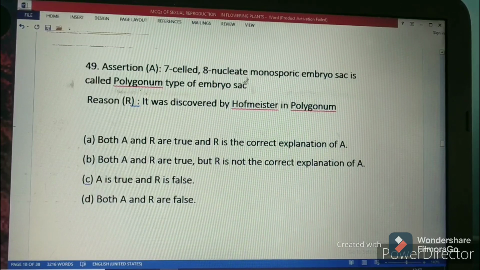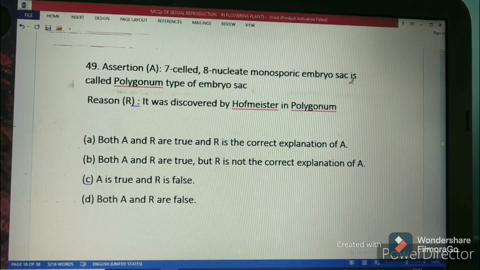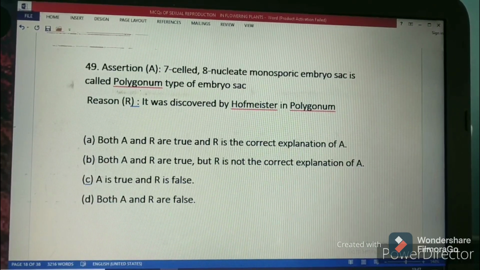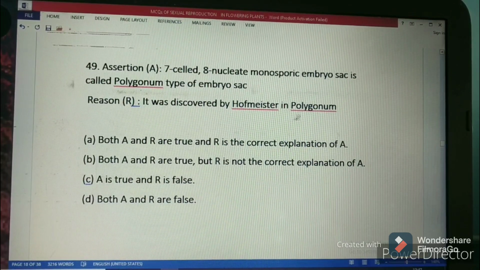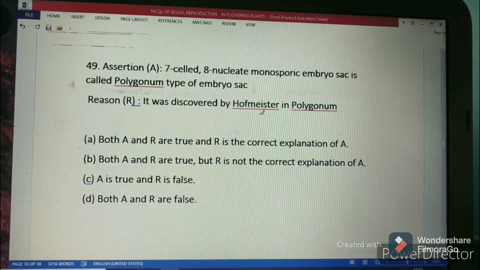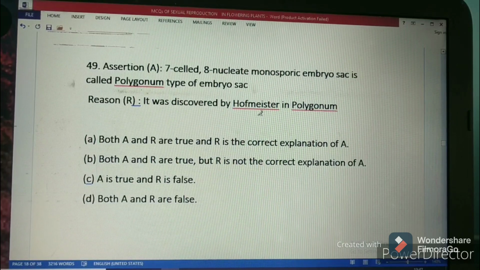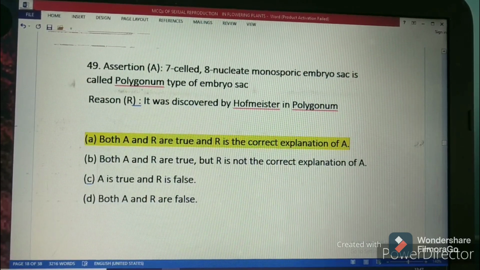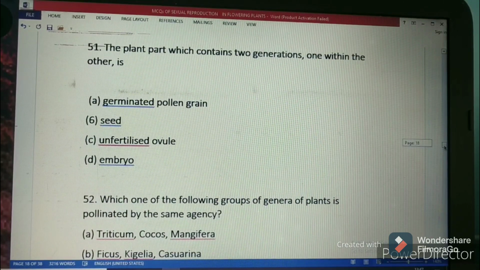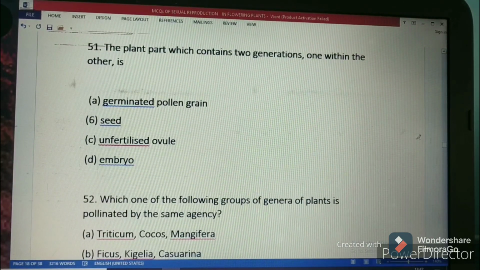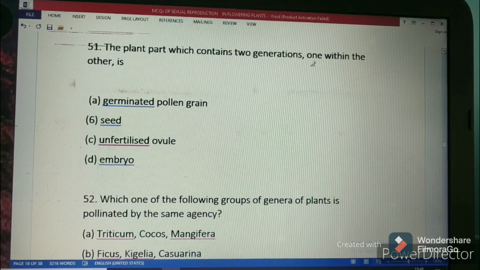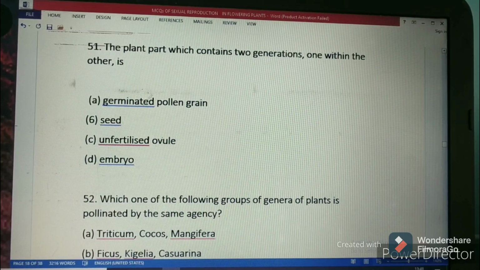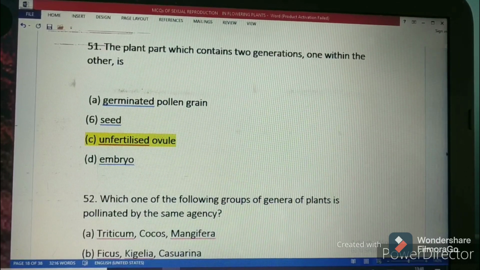Assertion: 7-celled 8-nucleate monosporic embryo sac is called polygonum type of embryo sac. Reason is that it was discovered by Hofmeister in polygonum. Which answer is correct in this? Answer A. Both A and R are true, and R is the correct explanation of A. The plant part which contains two generations, one within the other, is unfertilized ovule.